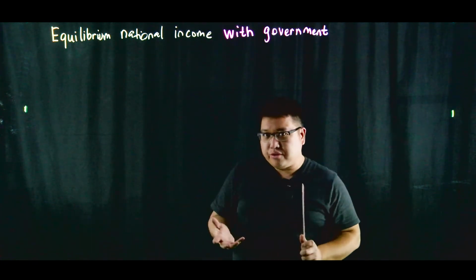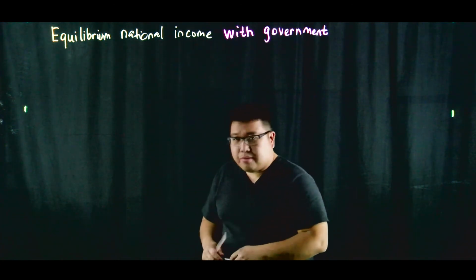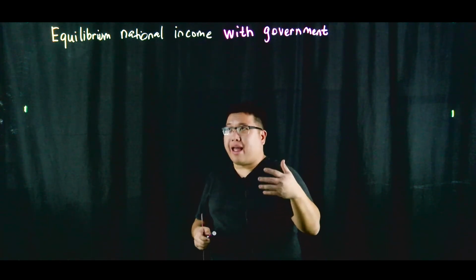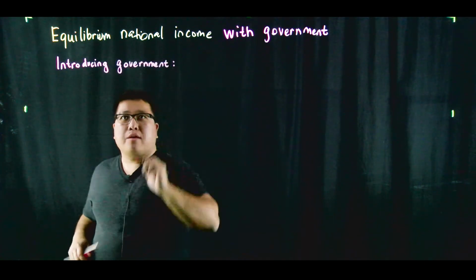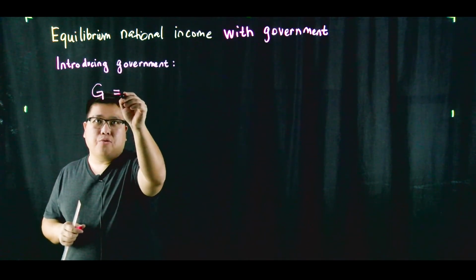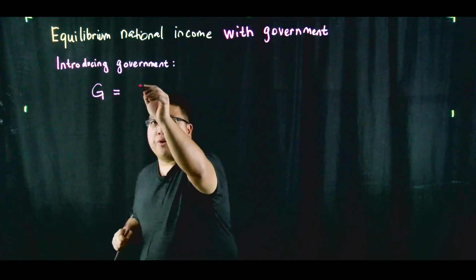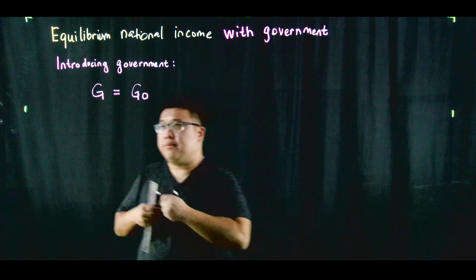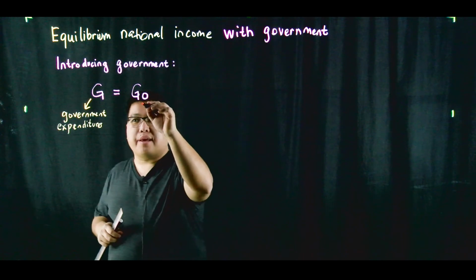For this video, we're going to discuss equilibrium national income, but this time with government. So how do we introduce government into our model? We will assume that government spends, and we call that government spending G. We will assume this G is constant. It's autonomous, so we call that G sub 0. This is autonomous government expenditures.